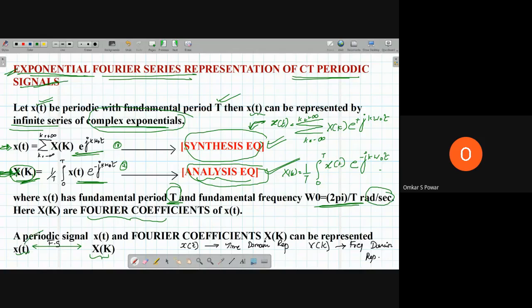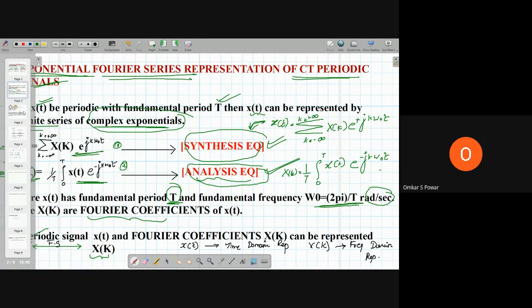So x of t is your time domain signal and X of k is your frequency domain signal, and using this equation you are converting from time domain to frequency domain. Okay, so please remember these two formulas.